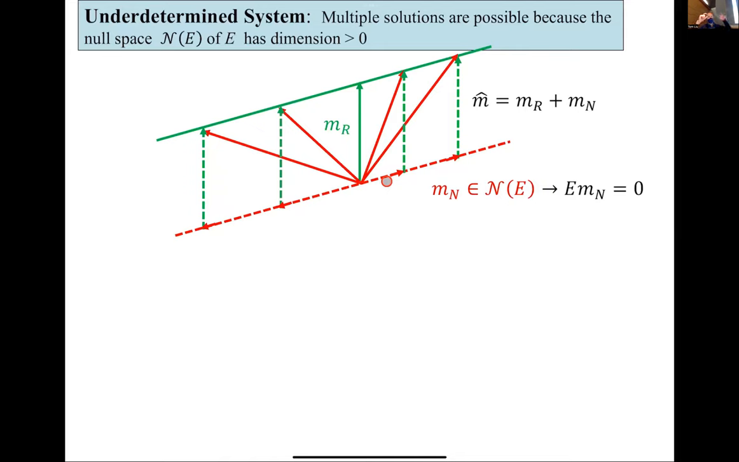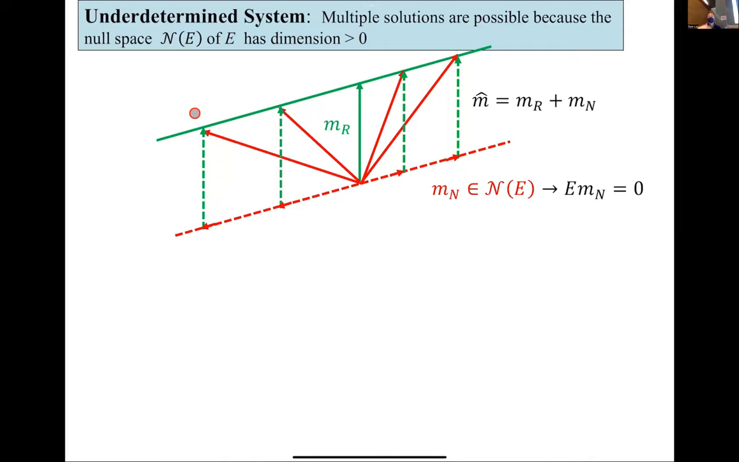if I add that to my solution and I multiply by my encoding matrix, it gives me zero, so I never see it, okay? So this possible solution plus all these other things that are in the null space give me all these solutions, right? This is a solution, this is a solution, this is a solution, right? Remember, if you go to undetermined systems, you have many, many solutions, right?